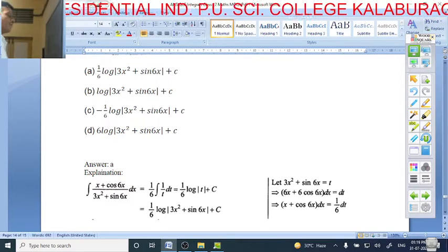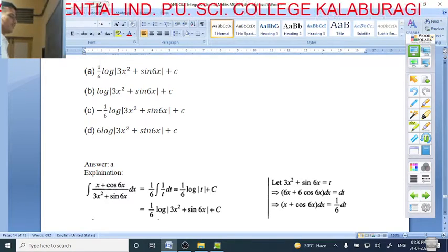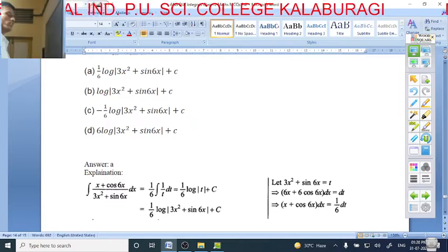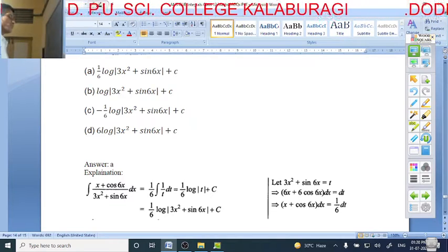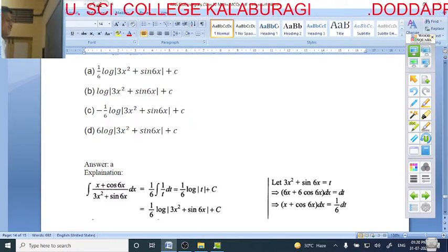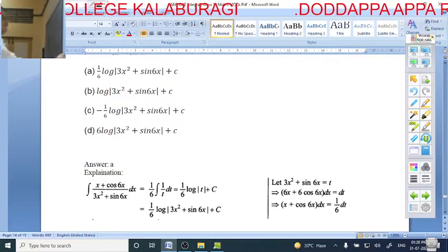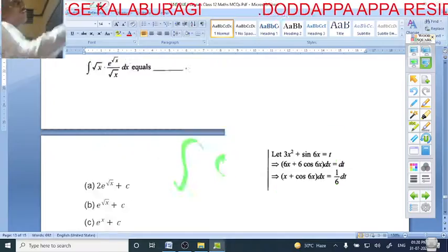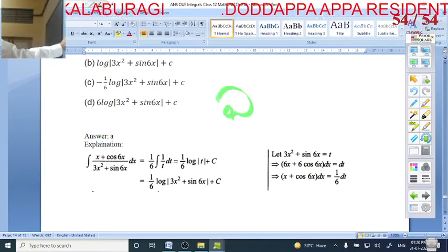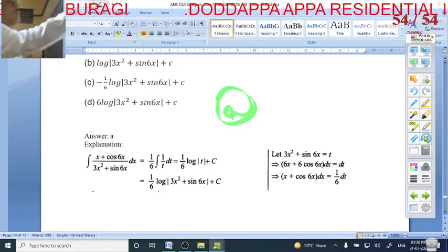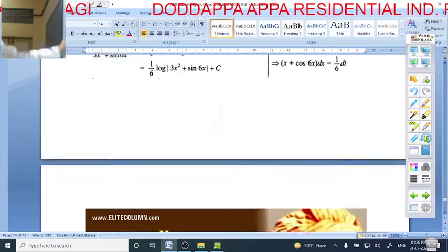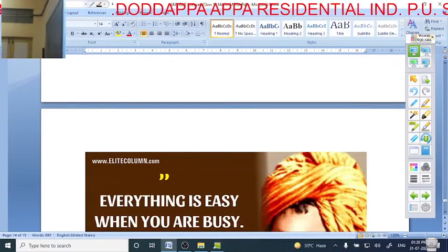Integration of 1 by t is log t plus c. Log t plus c, where t is equal to 3x square plus sin 6x, plus c multiplied by 1 by 6. Therefore answer option A is correct. Answer option A is correct. I hope you understood the basic things, very important one.